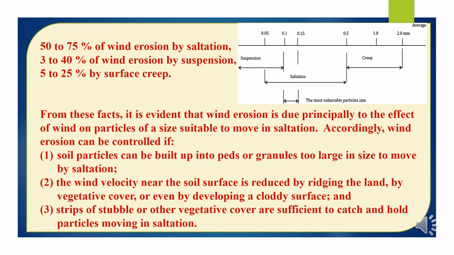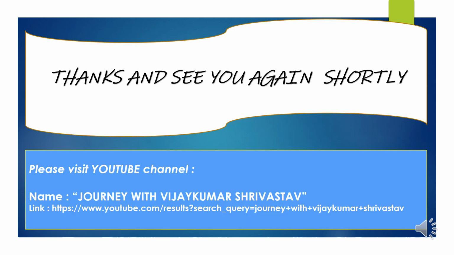The wind velocity near the soil surface is reduced by ridging the land, by vegetative cover, or even by developing a cloddy surface. Strips of stubble or other vegetative cover are sufficient to catch and hold particles moving in saltation. So saltation is the main process by which these three types of wind erosion take place. So this was all about soil erosion, its factors and types of erosion.